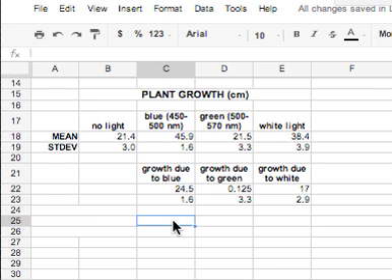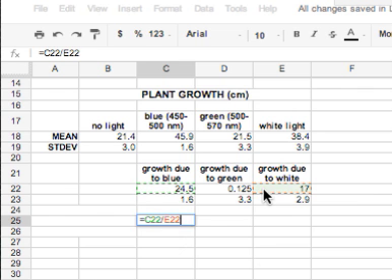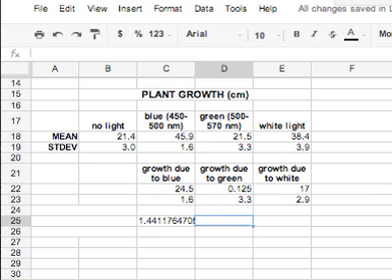So, what we'll do is we'll compare the blue and the green to the white. Our white was our positive control. We knew it would generate growth, so let's leave that as the control. And let's compare how much did blue do compared to white. Simple enough. We just type in equals the amount due to blue divided by the amount due to white, and we've got a comparison. We can do the same thing for the green.